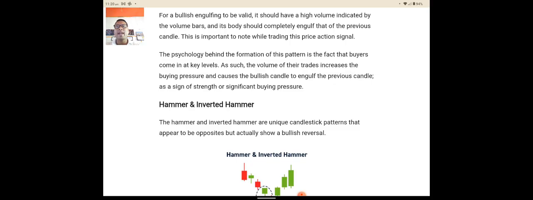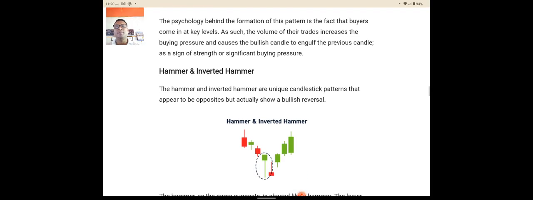The psychology behind the formation of this pattern is the fact that buyers come in at key levels. As such, the volumes of their trades increase the buying pressure and cause the bullish candle to engulf the previous candle as a sign of strength and significant buying pressure.